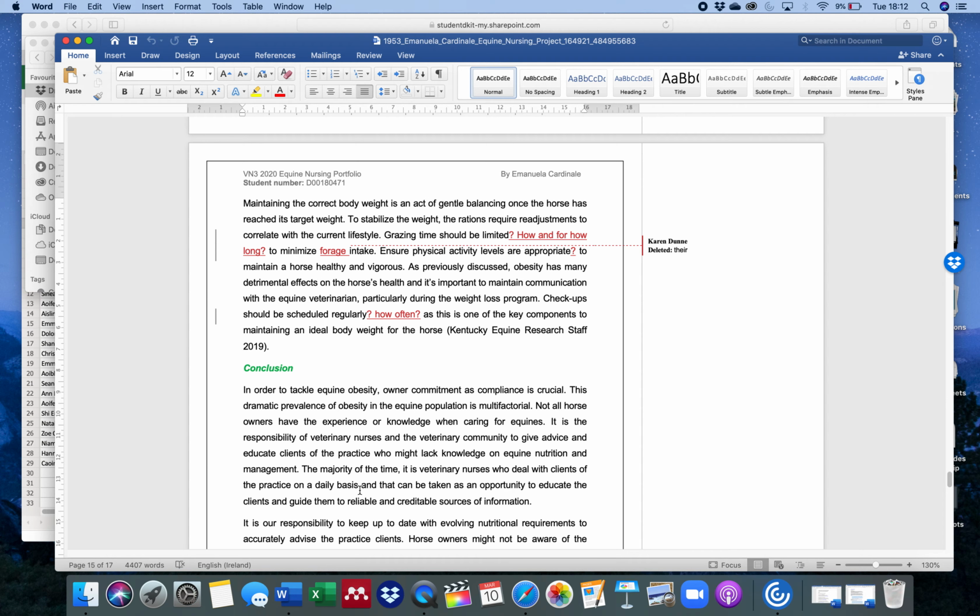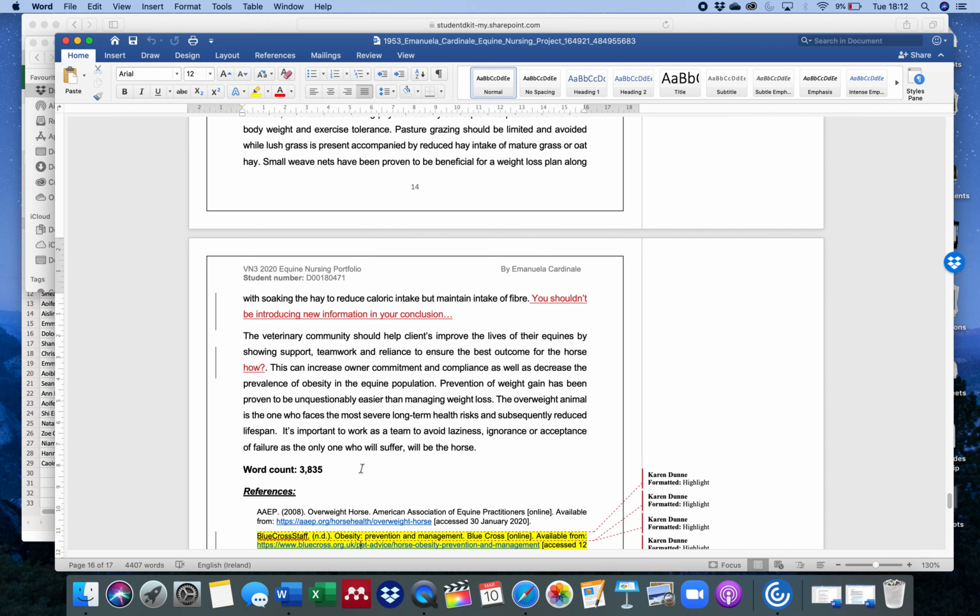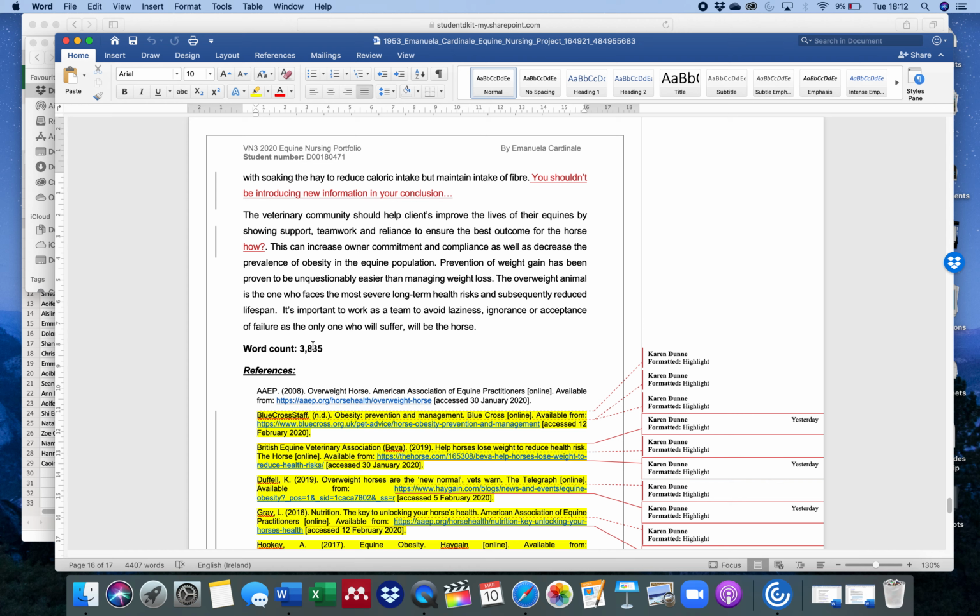Okay. And the other thing is, with your conclusion, should be summing up what's gone before. You shouldn't be putting new information into the conclusion. So, for example, here you've mentioned soaking the hay to reduce the caloric intake. That shouldn't be something that appears for the first time in your conclusion. Okay. You can probably shorten it a bit as well by taking out some of that stuff I mentioned.